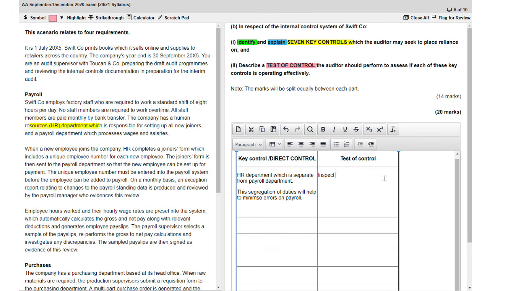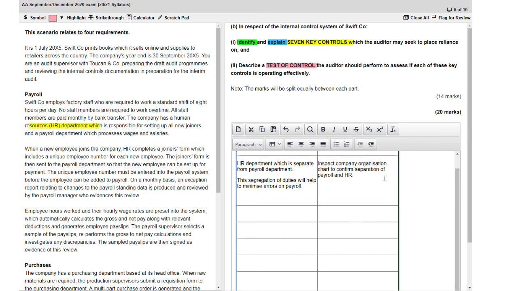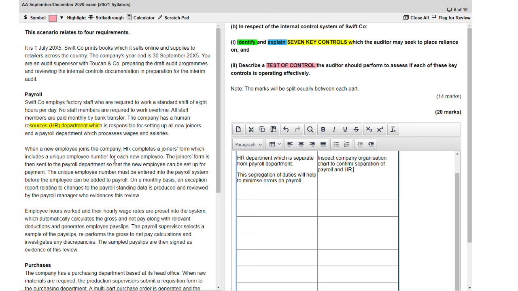So you can inspect the relevant job descriptions or the organisation chart to confirm that control is in place. I'm going to say inspect company organisation chart to confirm that there is separation of payroll and HR. Lovely. Let's move on down the scenario.